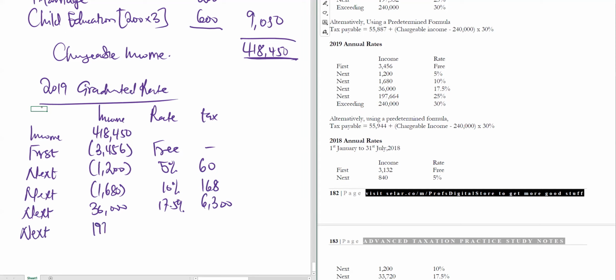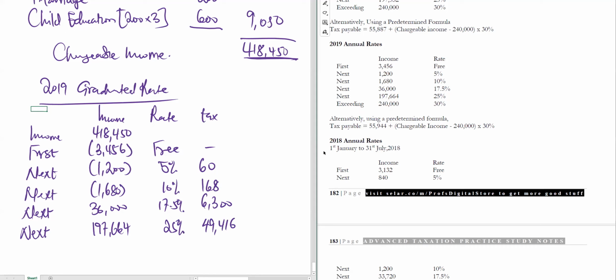We take the next 197,664 from this, and tax it at 25%. How much do we get? 49,416. Yes, 49,416.